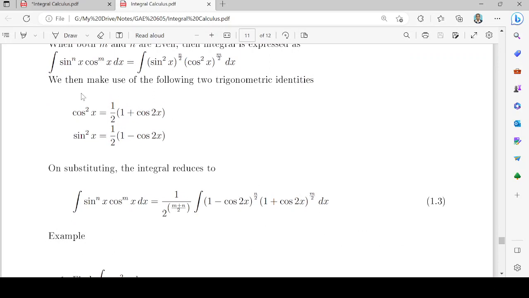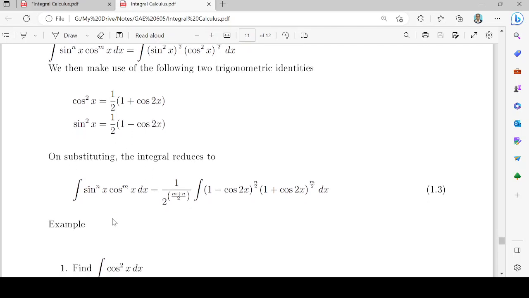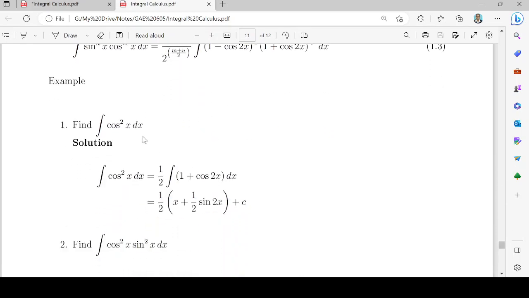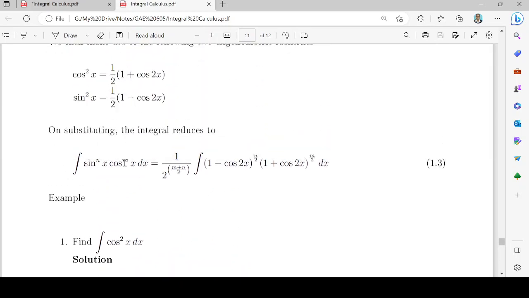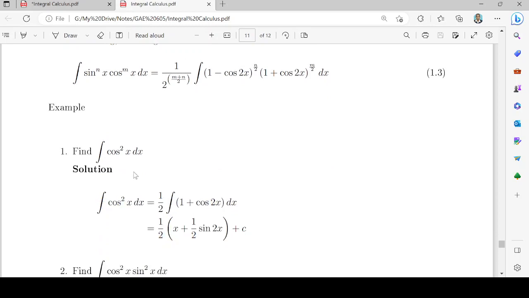So I want us to do an example. We have these two identities: the square of cosine of x is that, the square of sine of x is that. Then we substitute. But to avoid confusion with equation 1.3, we just do an example. As before, one of the powers can be 0 here, so that it is possible to have only one of these factors, like the cos squared x.